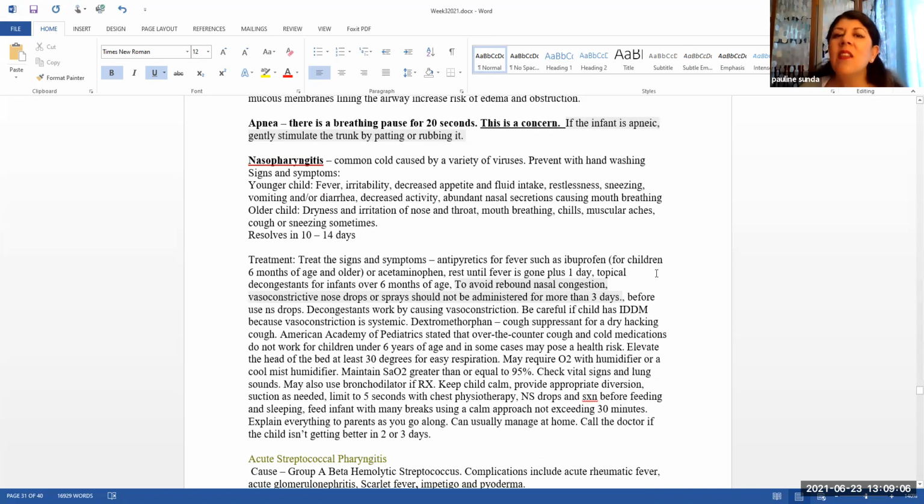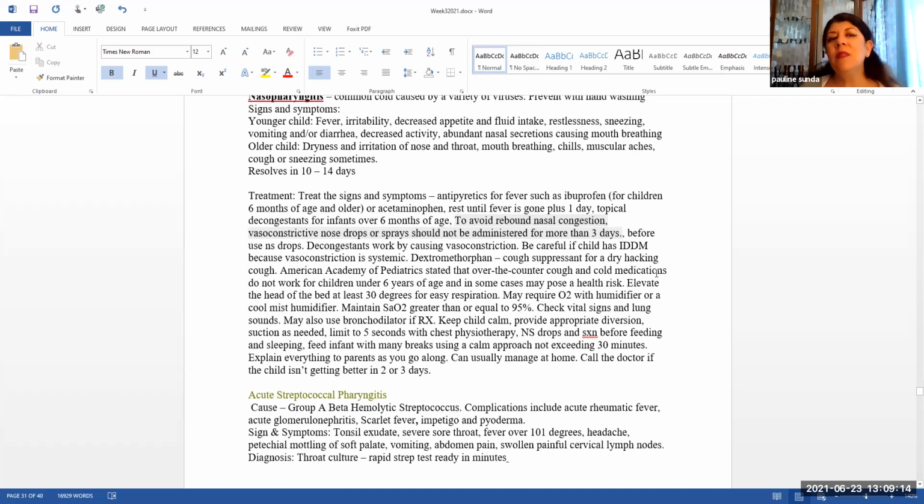Nasopharyngitis. This is the common cold. It can be caused by a wide variety of viruses, and this can be prevented with hand washing. Signs and symptoms. The younger child, you might see fever, irritability, decreased appetite and fluid intake, restlessness, sneezing, vomiting and/or diarrhea, decreased activity, abundant nasal secretions, which can cause mouth breathing. The older child, you might see dryness and irritation of the nose and throat, mouth breathing, chills, muscular aches, coughing, and/or sneezing. Usually resolves in roughly 10 to 14 days.